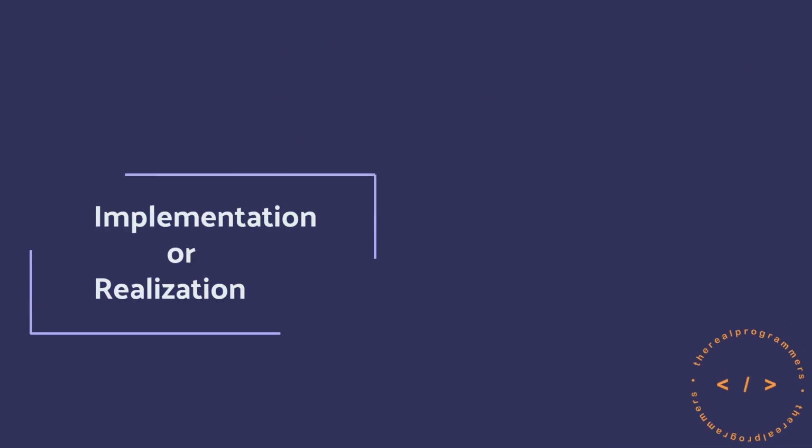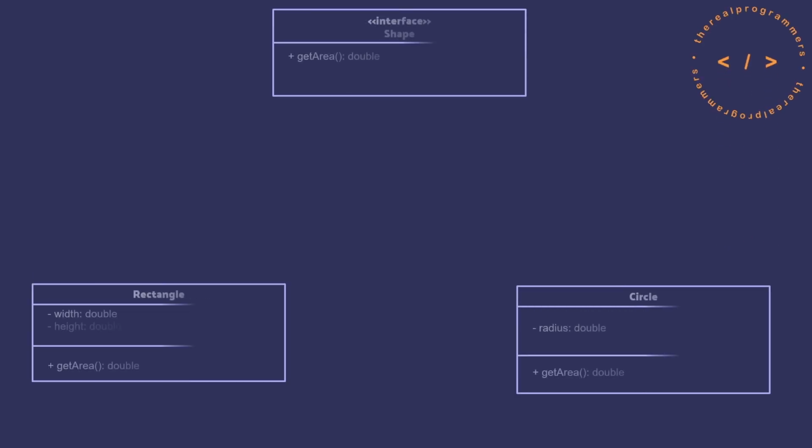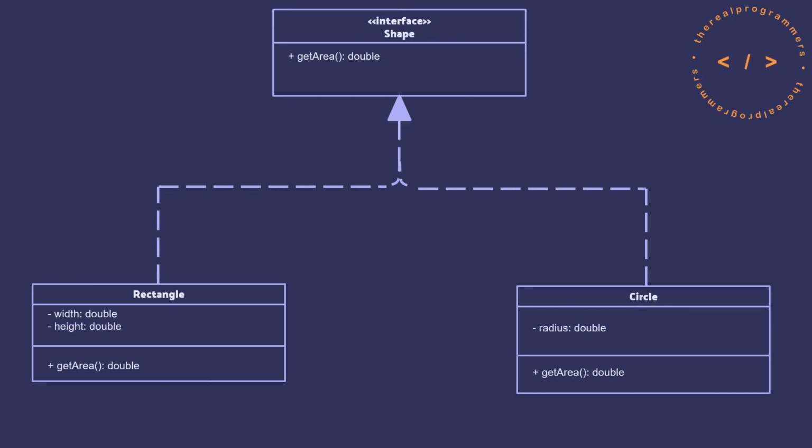Next, we will talk about implementation, which is also called realization. Realization or implementation represents a relationship between a class and an interface, where the class implements an interface. An interface is a collection of methods and the class has to implement all the methods declared in the interface. This relationship is represented by a dashed line with a filled triangle starting from the class to the interface. For example, a rectangle class and a circle class implement the shape interface, which declares a getArea method.